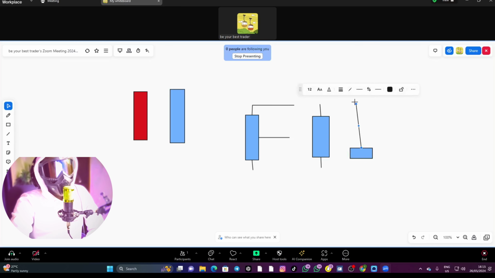So what does this wick show us? This wick shows us that this candle was once up here, but what happened? As time went on, the sellers pushed the candle back down, giving us our highest price there. This is the closing price, and that is the opening price.